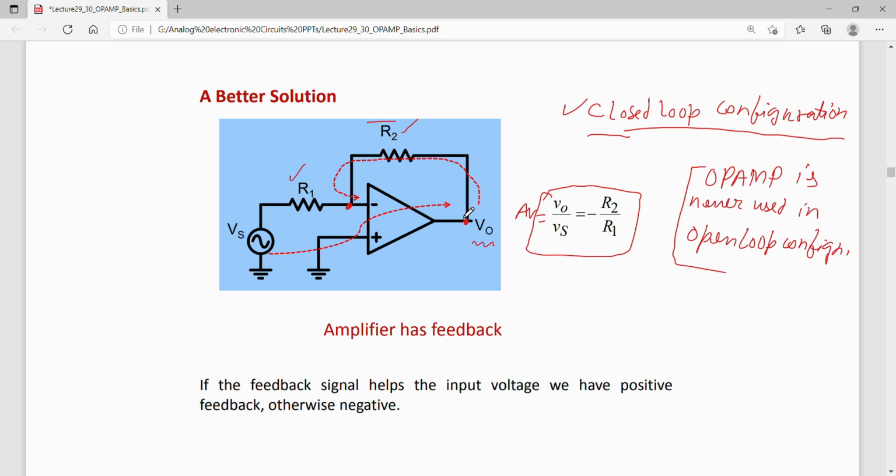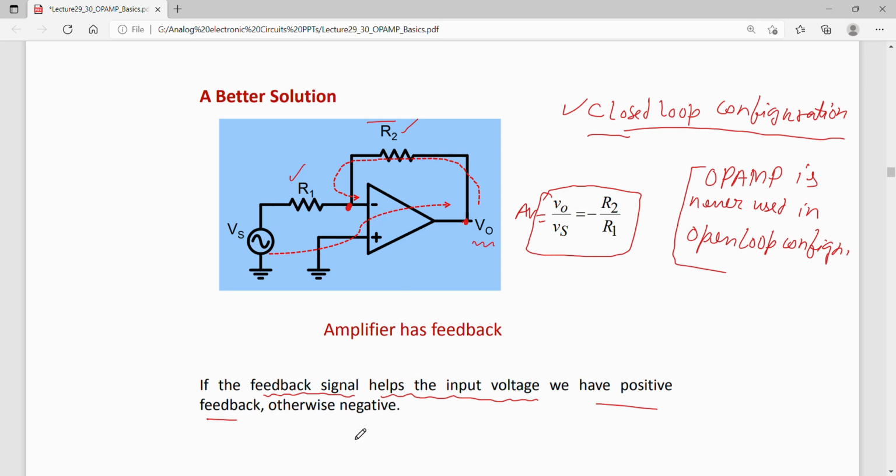So this feedback signal which is coming from the output, if it helps the input voltage, then we call it a positive feedback. That is, if my feedback signal is added to the input before being applied to the terminals of the op-amp, we call it a positive feedback.